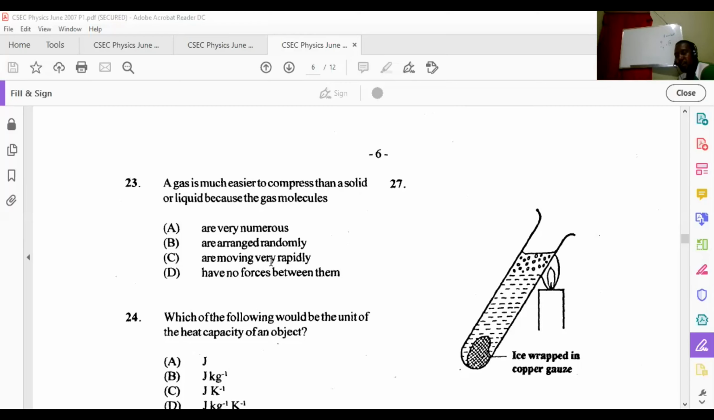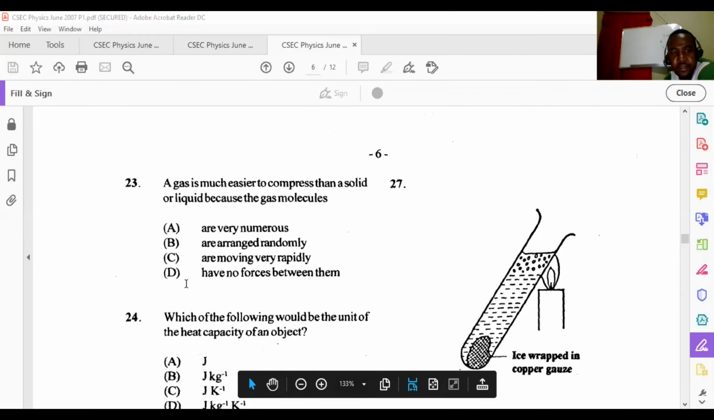Yes, sir, in a sense, D is technically erroneous, because it says no force between them, even though they have some force between them. Well, some books will say small or no force. If you choose small force or no force, CXC will accept either. So D as in dog.